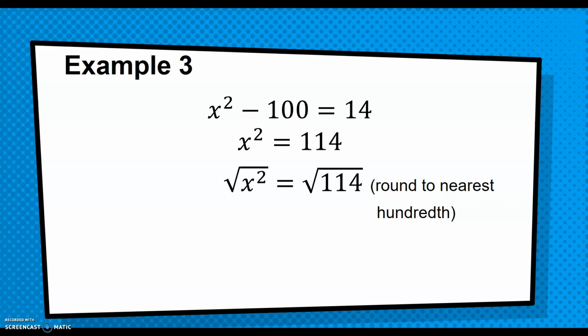So I know that the square root of x squared is x, and if I put the square root of 114 in my calculator, I get 10.68. So I know that x is going to equal plus or minus 10.68. So this parabola crosses the x-axis at 10.68 and at negative 10.68.